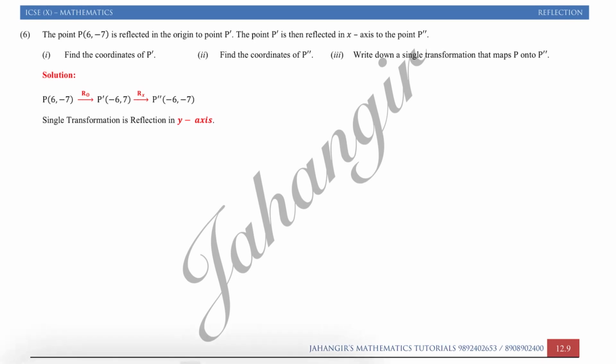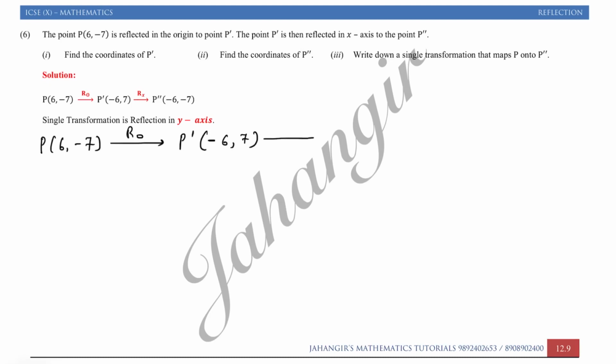Question number 6. The point P (6, -7) is reflected in origin to P dash. Let us write P dash ka coordinate. Since it is reflected in origin, both signs will change. So 6 will become -6 and -7 will become 7. So I got the coordinate of P dash.